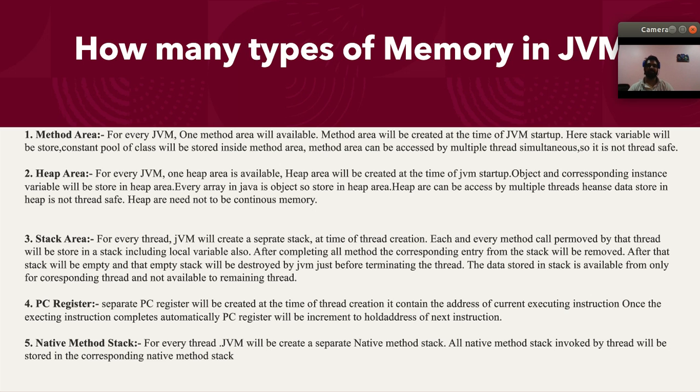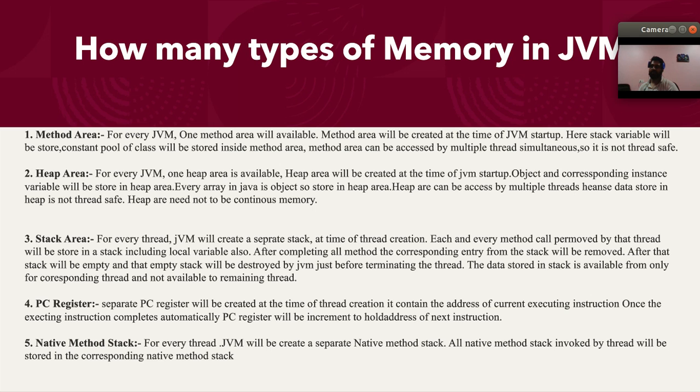Now let's discuss the third memory, that is the stack area. The stack area is defined for every thread. JVM will create a separate stack for every thread at the time of thread creation. Let's say a thread is created, so the JVM will allocate a separate stack area for that particular thread.